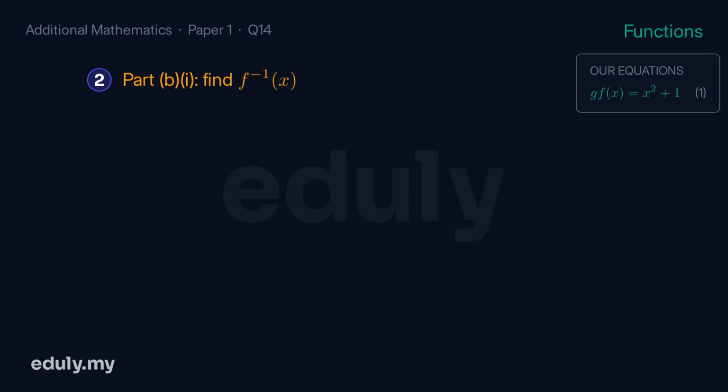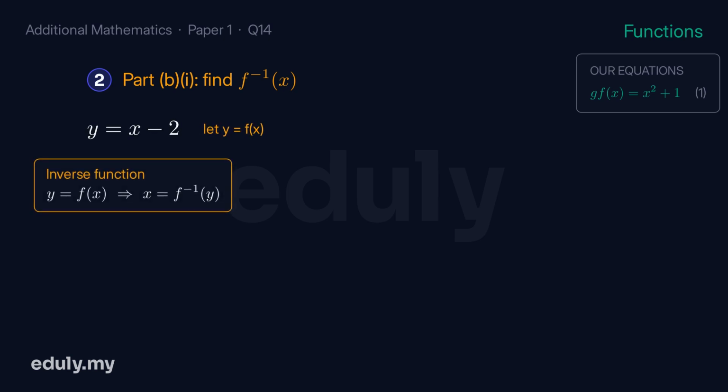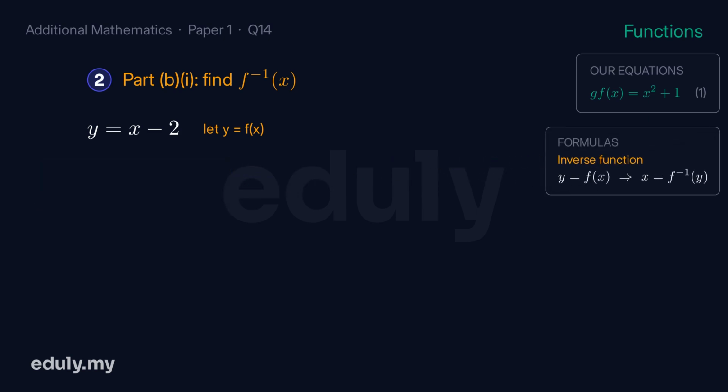Step 2. Find the inverse of f, which undoes what f does. Let y be f of x, which is x minus 2. To invert a function, we make the input the subject, then swap the names back. Rearrange to make x the subject. X is y plus 2. Swap the labels back, and f inverse of x is x plus 2.